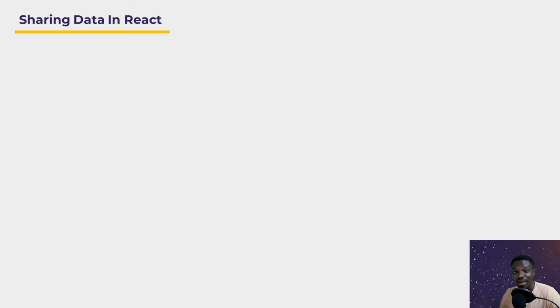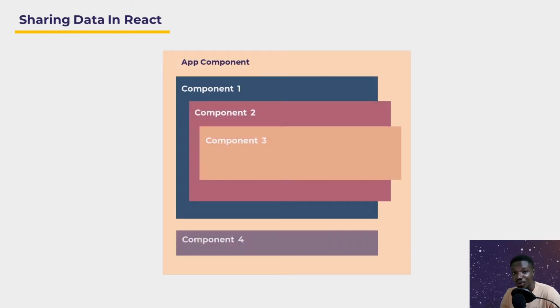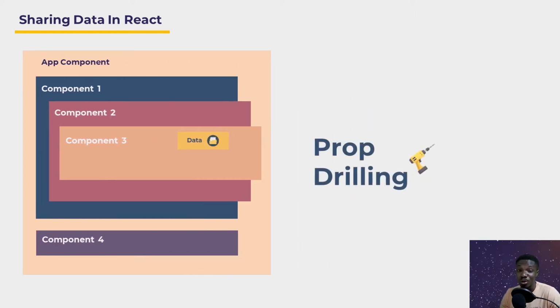In the early days of React, the only way you could pass data to nested child components was to pass them down as props. So in a scenario like this where component 3 and component 2 are nested child components of component 1, the only way the app component can send data to component 3 is to pass it down to component 1, component 2, and then component 3. This process is known as prop drilling.